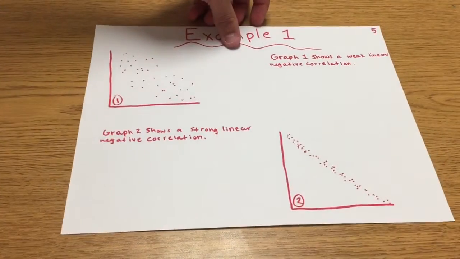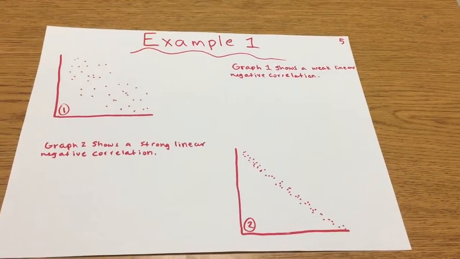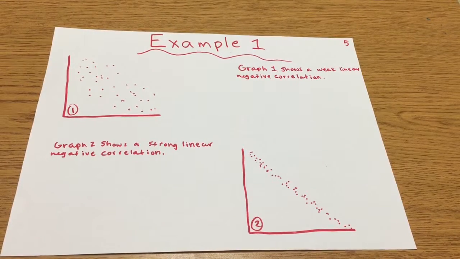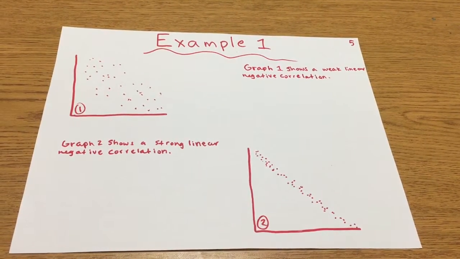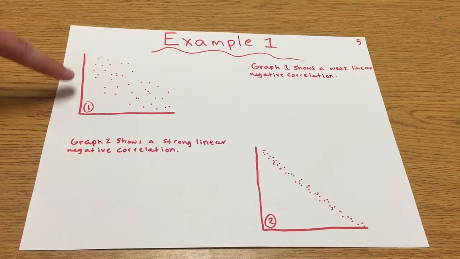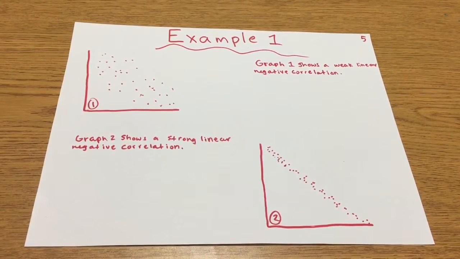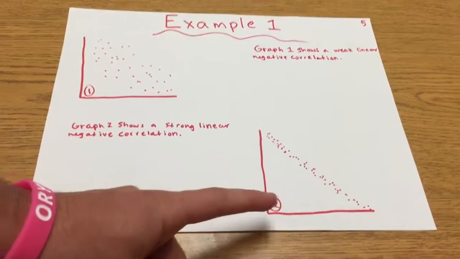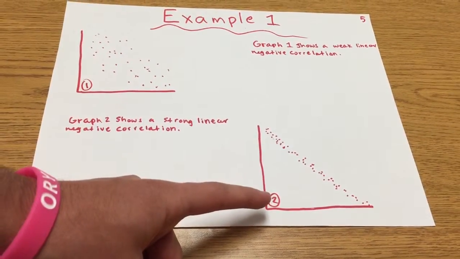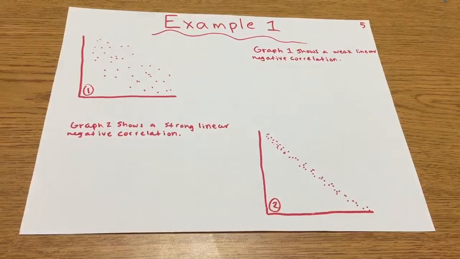Here are some examples of correlation graphs. When describing a graph, you always want to talk about direction and strength. In graph 1, the direction is negative with a weak correlation. This R value would be around -0.4. In graph 2, there is a strong negative correlation with an R value around -0.9.